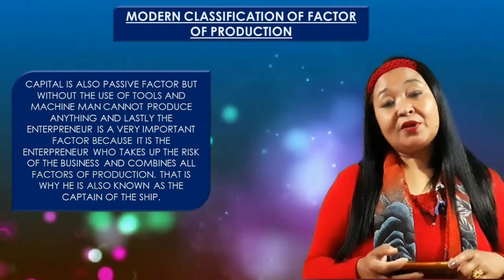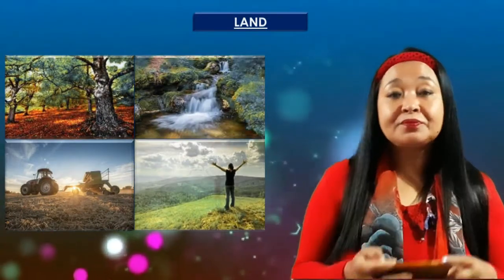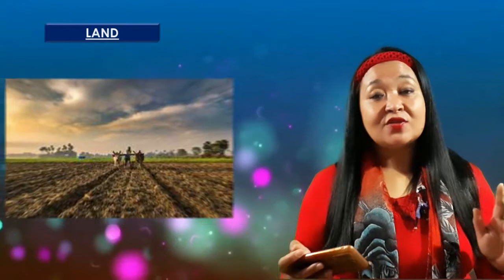Now we will take up the first factor of production, that is land, and there we are also going to see the characteristics of land. The first factor of production is land. And what is the first characteristic of land?